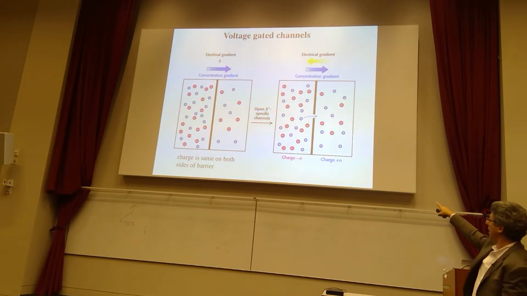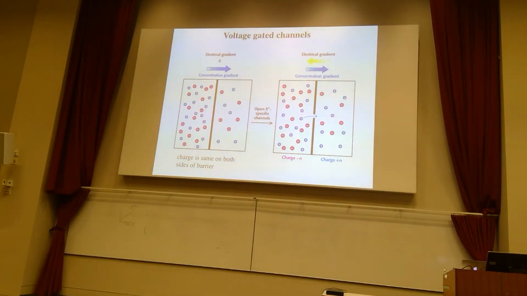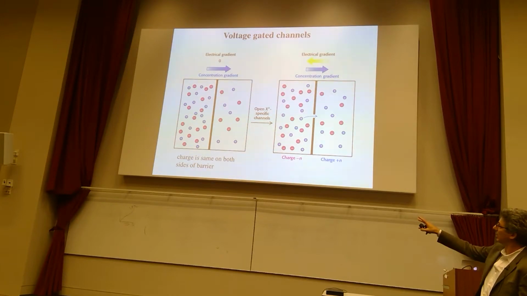So this is what the channels do. They provide a portal that can be opened in response to a signal. And the cell, again, provides for a concentration gradient. You can see here that there are a lot more ions on one side of the barrier than the other, on the left-hand side.